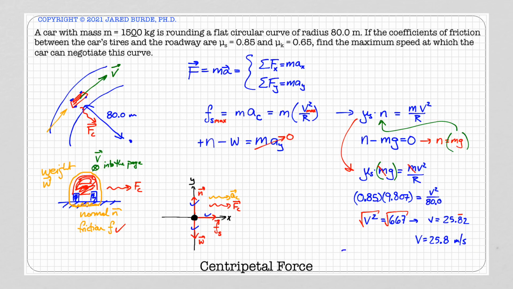We can go ahead and convert this 25 meters per second to kilometers per hour to give us a sense of scale. It's about 93 kilometers per hour, which is approximately 60 miles per hour, which, if this is a back road, seems like it would be a good speed.